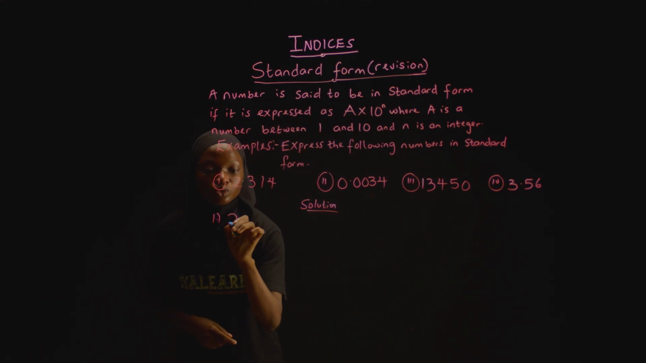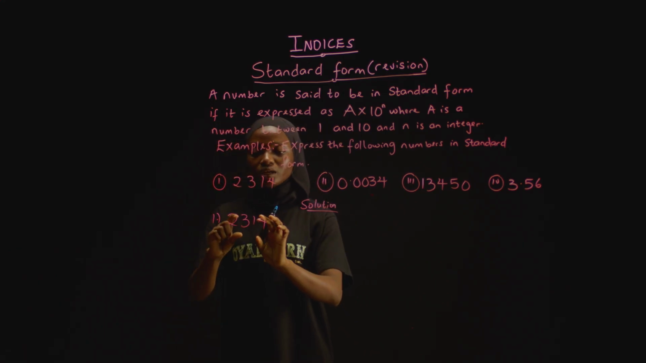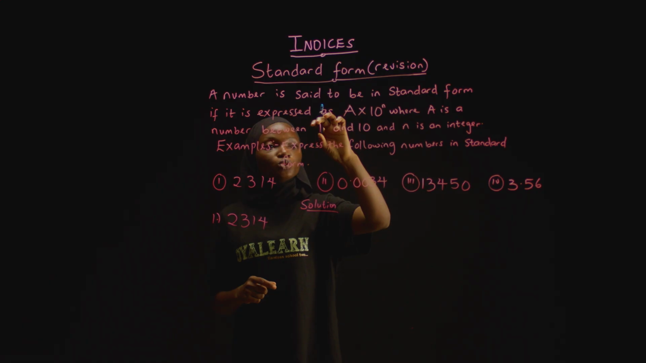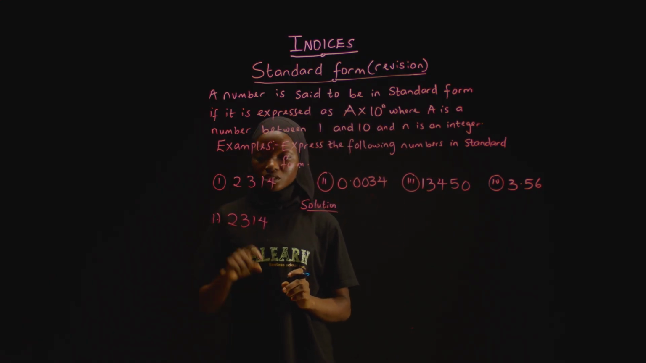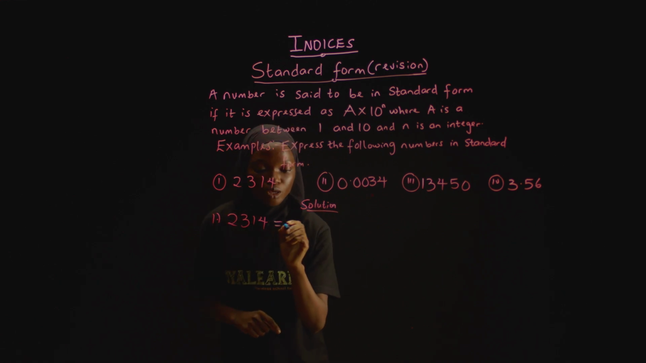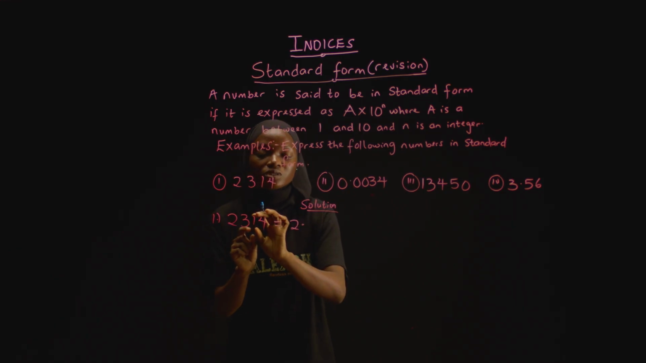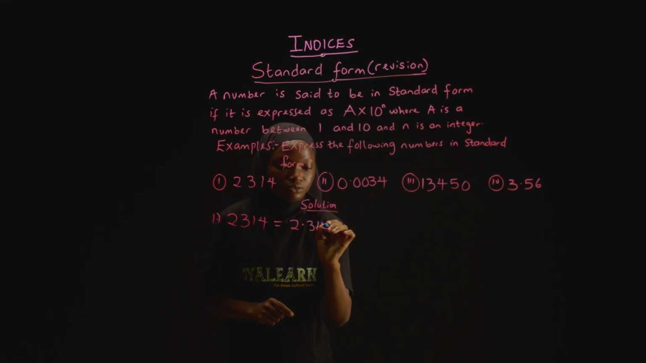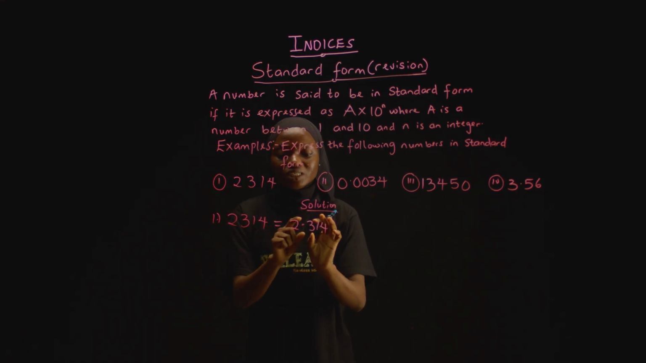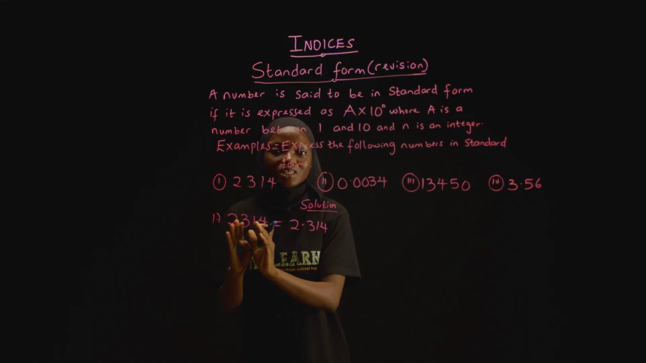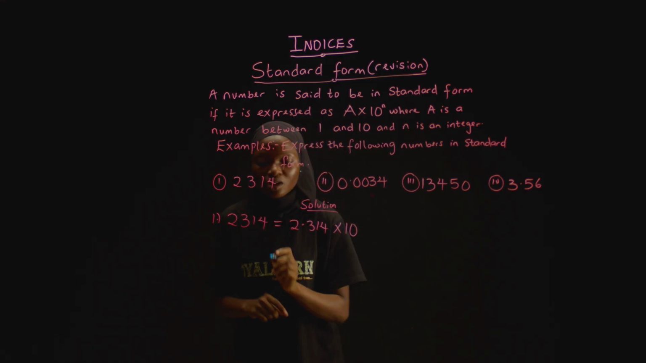1, 2314. Now our goal here is to make this number be a number between 1 and 10. Now to do that, you take the first non-zero digit. The first non-zero digit in this number here is 2. So you write 2, then point. All other numbers that come after it follow: 3, 1, 4. Now this number is not the same thing as this. We need to make sure that whatever we are expressing is the same thing as the number we are given originally. So to do that, we multiply this by 10 raised to the power of.